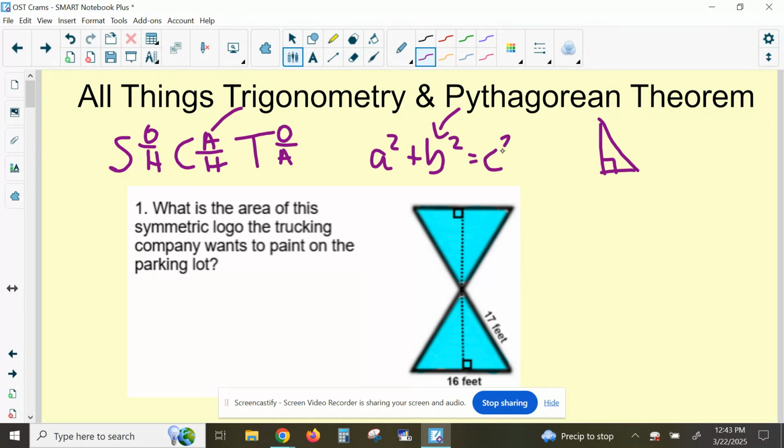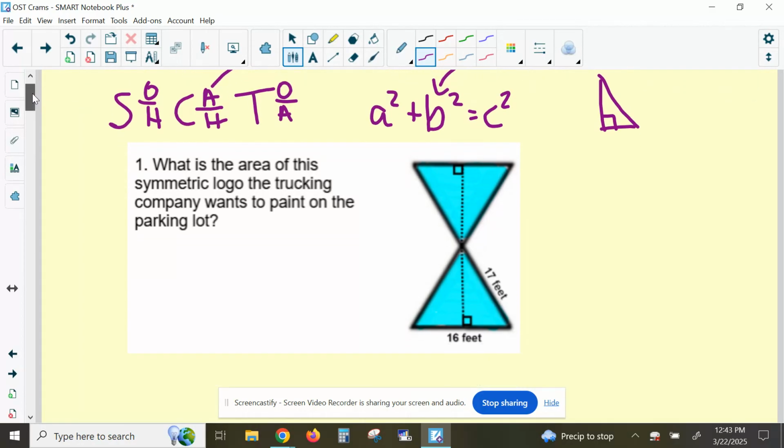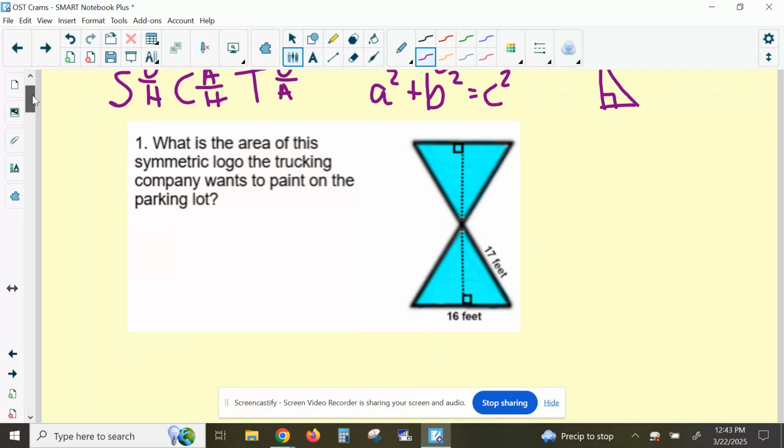Even if you don't know what to do, if you see right triangles with the square or 90 degrees, think of these two things, as it's probably going to help you solve the problem. So write those at the top of your page all the time. When you get your scrap paper at OST, just write it at the top right away. And every time you see a right triangle, see if you can use it.